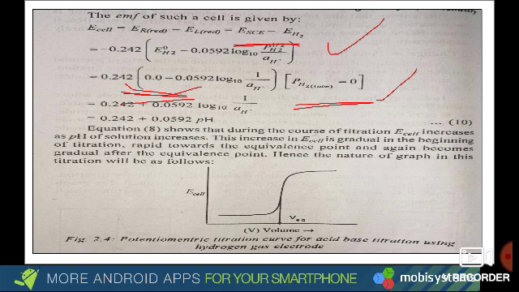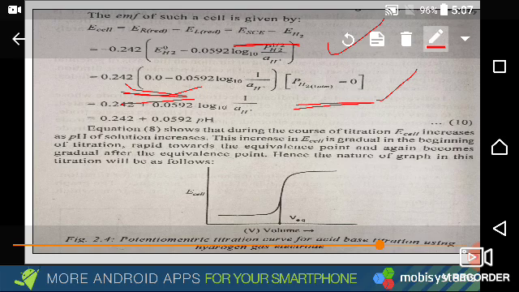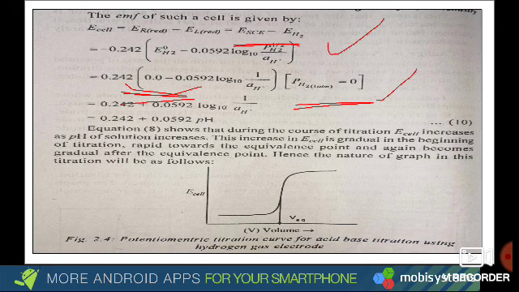The graph that we will get will be an S-shaped graph, which is low at the start and increases slowly, then at the equivalence point it increases rapidly, and again after the equivalence point it remains constant. So this is the potentiometric titration curve for acid base titration using a hydrogen gas electrode. This theory is about the setting up of the hydrogen ion electrode. How we apply it practically, we will see in the next lecture.